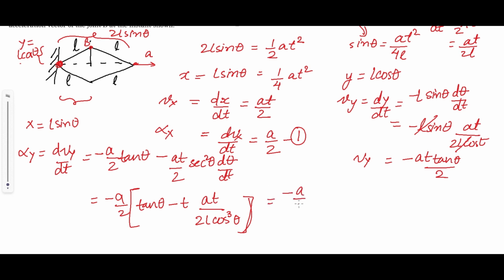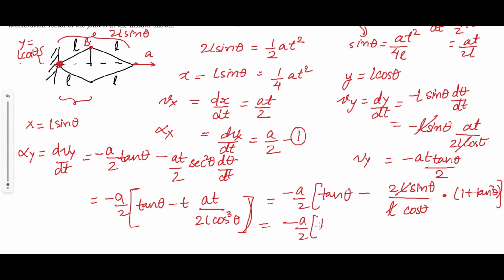We'll substitute that again. A upon 2 tan theta minus 2L sin theta upon L, and we'll break this cos cubed theta into cos theta times cos squared theta, and we are left with sec squared theta that we can write as 1 plus tan squared theta. This will give us a upon 2 tan theta. Sorry, this must be plus because I've already taken the minus out. So this is plus, and tan theta plus 2 sin theta upon tan theta is tan theta multiplied by 1 plus 2 tan theta plus 2 tan cubed theta.